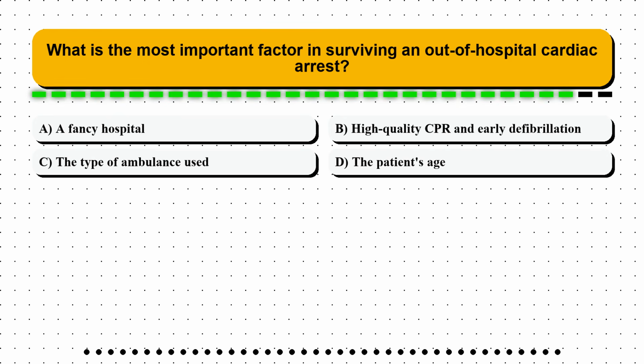Question 40. What is the most important factor in surviving an out-of-hospital cardiac arrest? Option A. A fancy hospital. Option B. High-quality CPR and early defibrillation. Option C. The type of ambulance used. Option D. The patient's age.